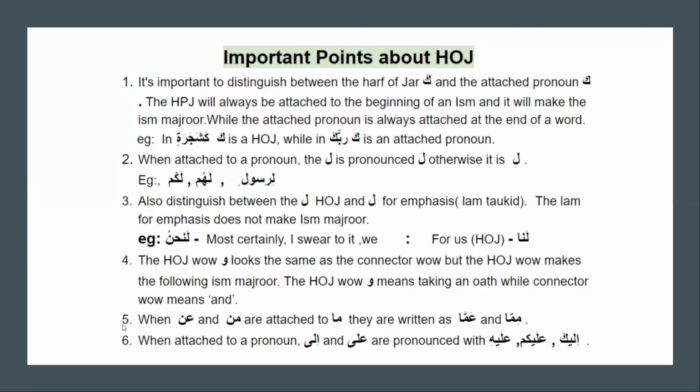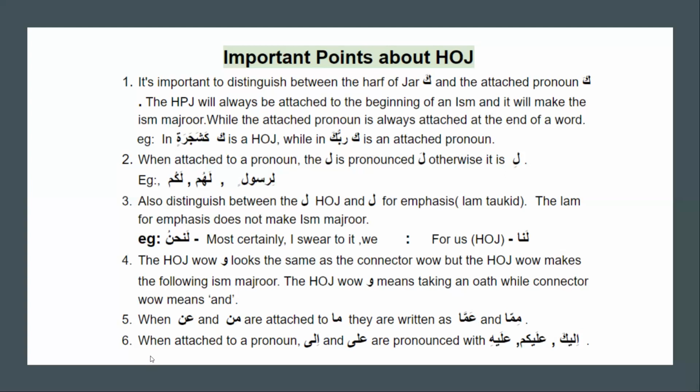Then comes the fifth point about min and an. When min and an are attached to ma, they are written as mimma and amma. The noon over here has idgham, so after idgham, it is written as mimma and amma.